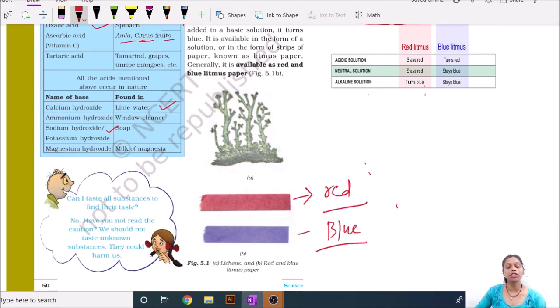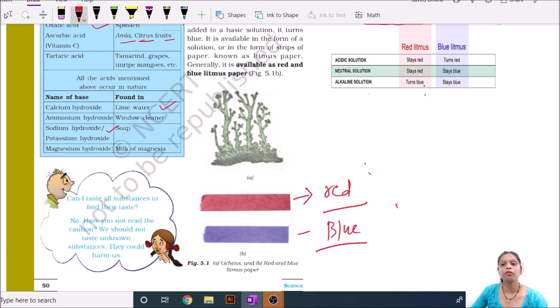These are the two strip litmus paper we use for identifying the character of solutions. Then you can see here that when we take a red litmus and put an acidic solution on it, it stays red. But whenever we put an acidic solution on a blue litmus paper, it turns red.